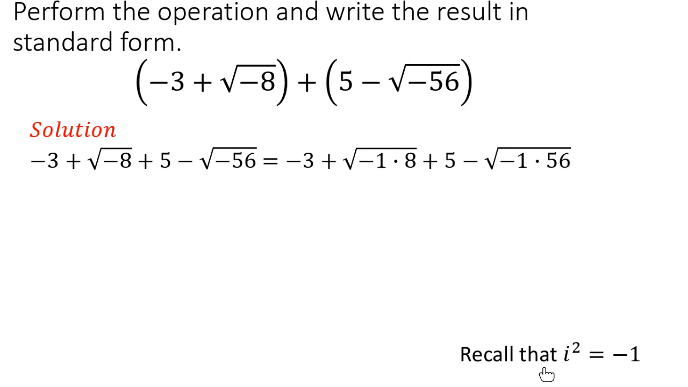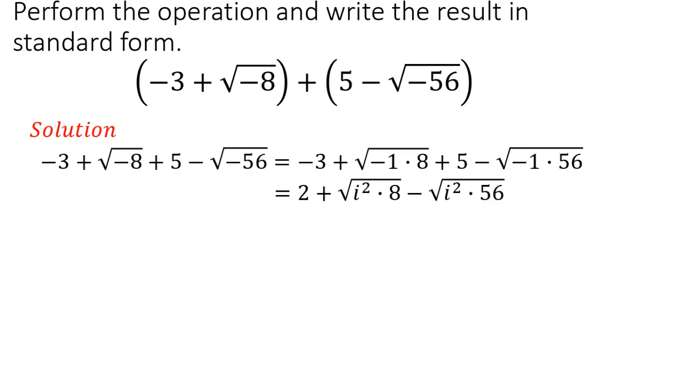Then you want to remember, down here I put, recall that i squared, by definition, in this complex number system is equal to negative 1. So anywhere I see that negative 1 in the square root, I'm going to replace it with an i squared. So here I have negative 1, so I'm going to put i squared. And negative 3 plus a positive 5 is a 2. So this is where my 2 came from. Okay, so let me just circle it so you can see. Negative 3 plus 5 gave me this positive 2. Okay, so negative 1 is i squared times 8. And negative 1, I replaced it with i squared times 56.